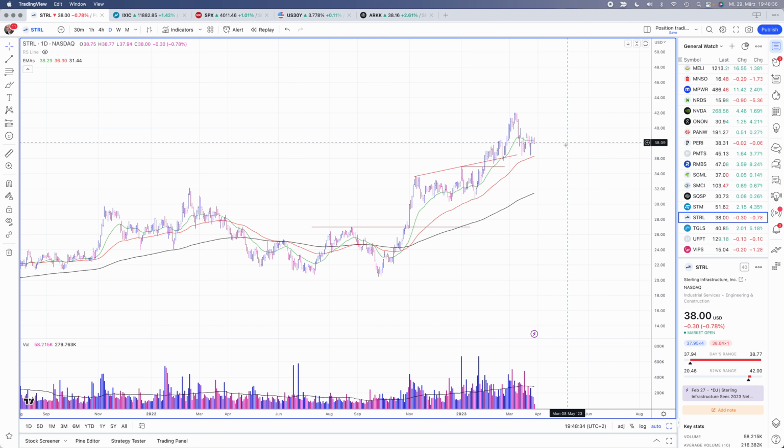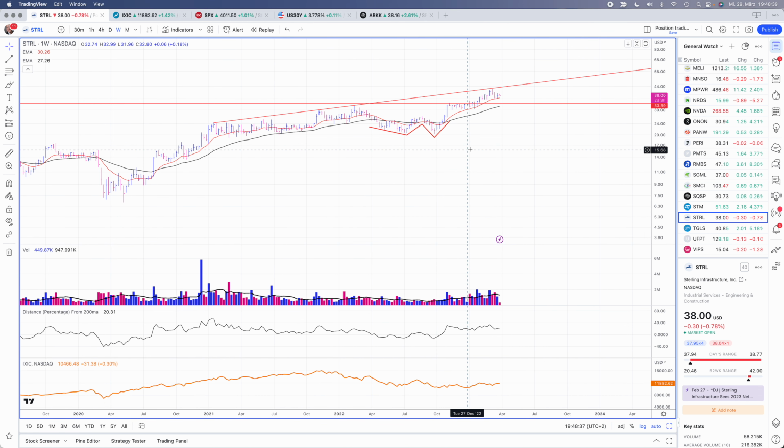Sterling Infrastructure. We discovered the stock here in January and a little bit earlier when there was a perfect base, but it developed not so much momentum. But why is it on our watch list? Great fundamentals, interesting stories. So they help all the e-commerce companies and data center companies to build their warehouses and also data centers. So this is very interesting.